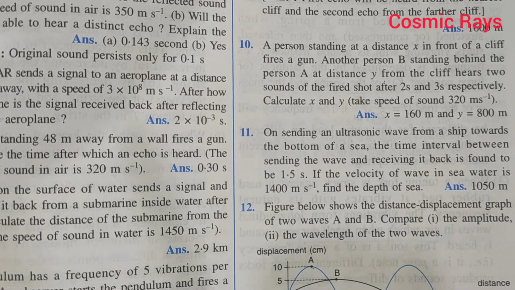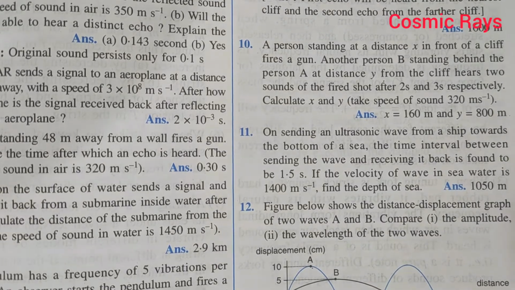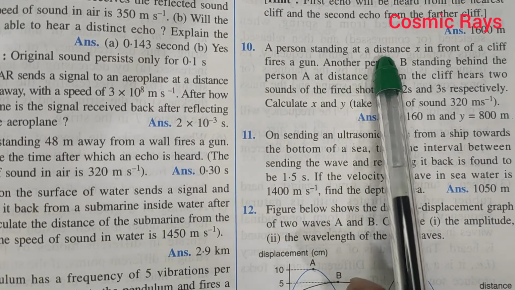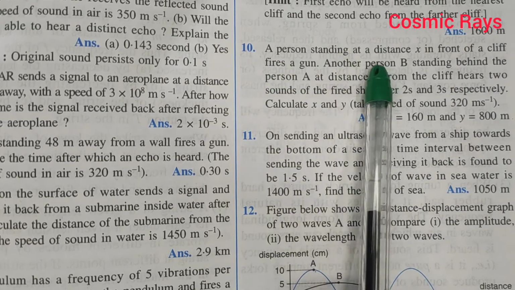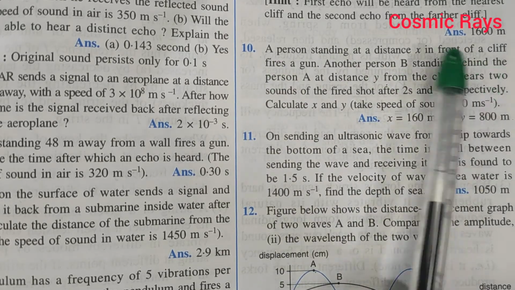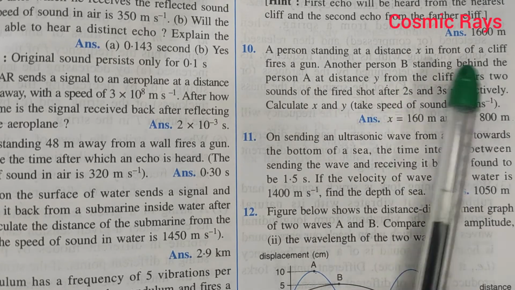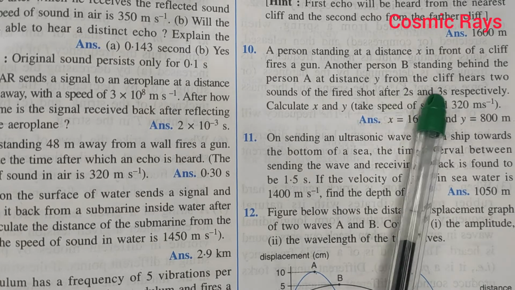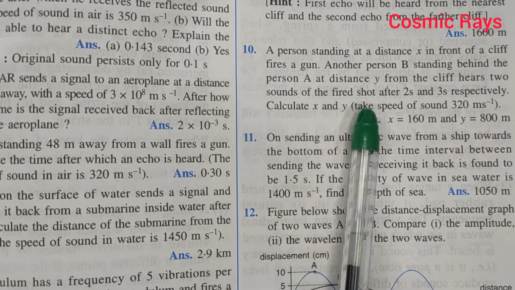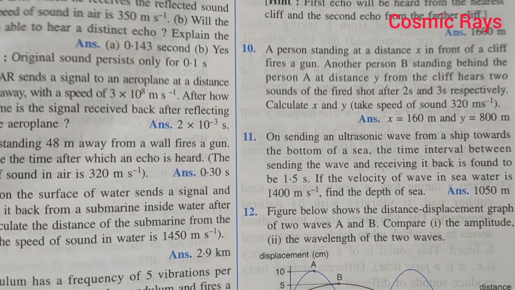Please note that this is an important question. It says a person A standing at a distance x in front of a cliff fires a gun. Another person B standing behind person A at a distance y from the cliff hears the sound of the fired shot after 2 seconds and 3 seconds respectively. We have to calculate x and y, and the speed of sound is 320 meters per second.